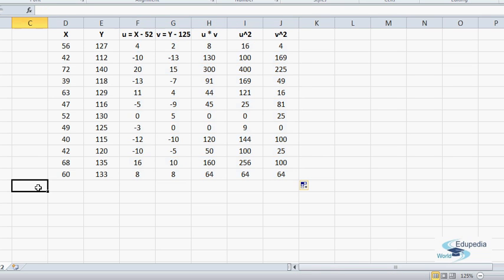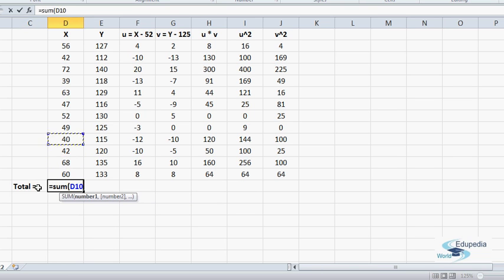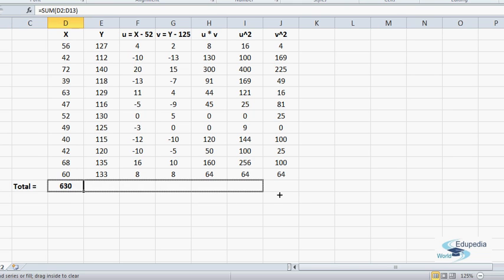Okay, so next I need the sum of all of these. The formula is sum of the values from the first till the last in this column, and I can drag this formula to all the remaining columns. So here we have all the required sums.